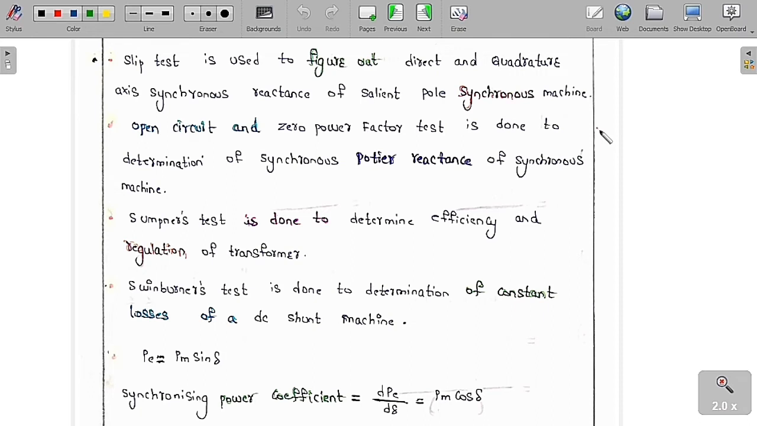XD is called the direct axis synchronous reactance, and XQ is the quadrature axis synchronous reactance. XS is called the synchronous reactance. So listen carefully: XD is called the direct axis reactance and XQ is called the quadrature axis reactance.